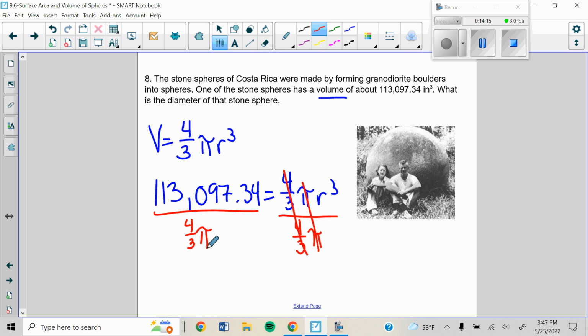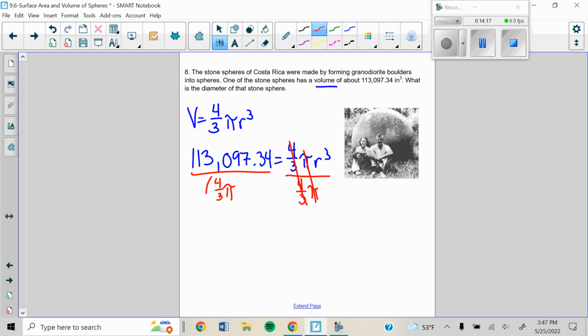All right, go ahead and do that. You might want to put this part into parentheses, that might help. When you do this left side here, you should get about 27,000.0 and so on. So we're just going to use it as about 27,000. And now we have our r cubed.